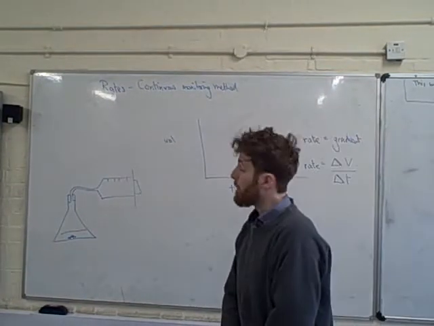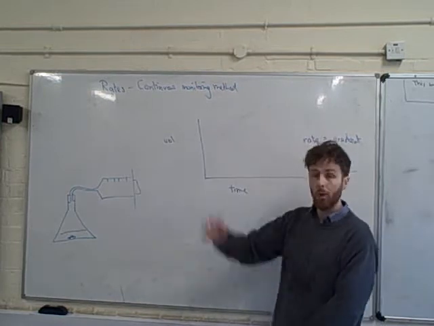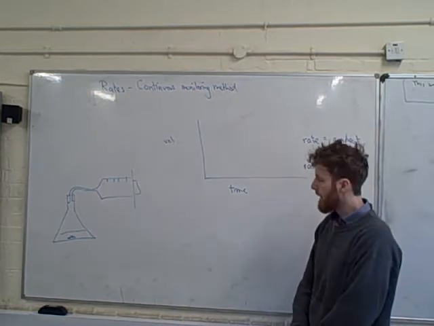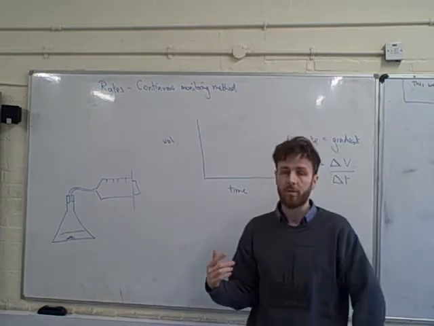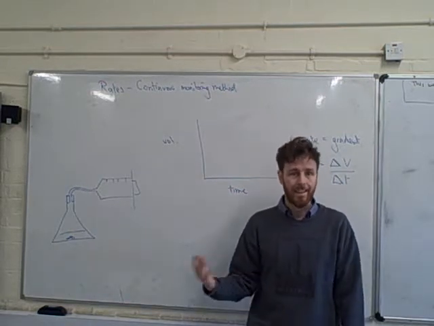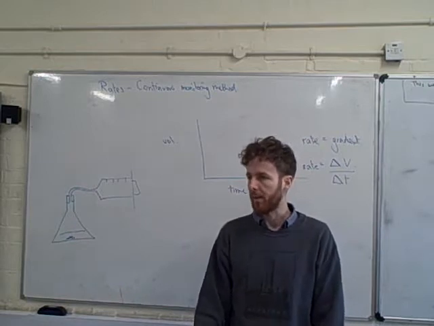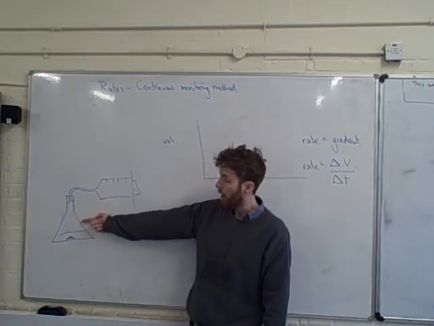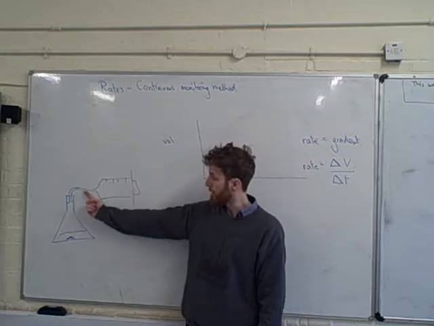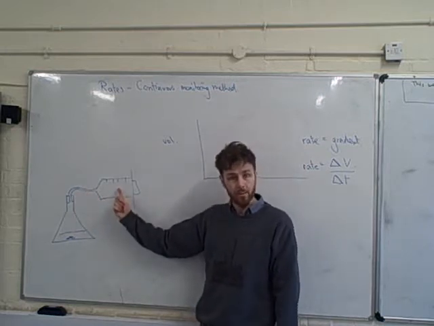So this is another rate experiment, but this is the continuous monitoring method. So again, fairly simple here. All we're going to do is perform this on a reaction which produces a gas. So it could be an acid and a metal, for example. And so what we do is we have a conical flask with a delivery tube attached to a gas syringe.